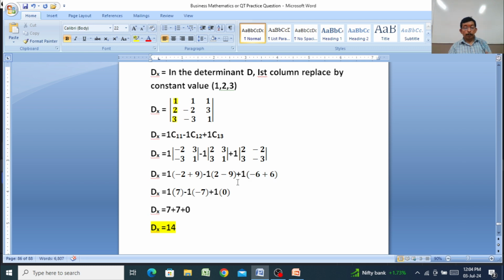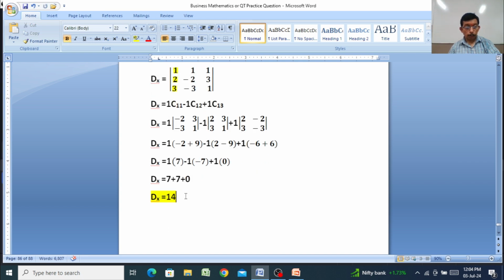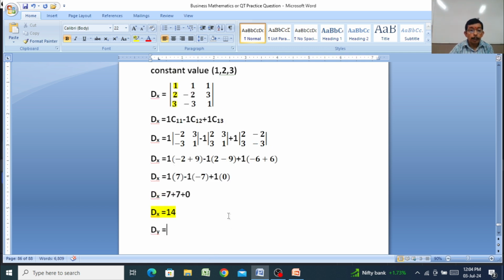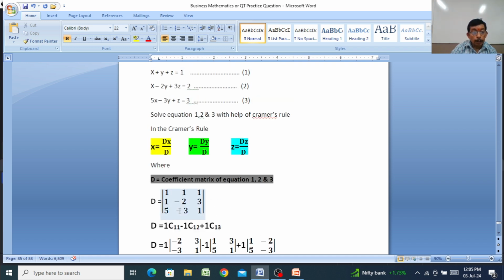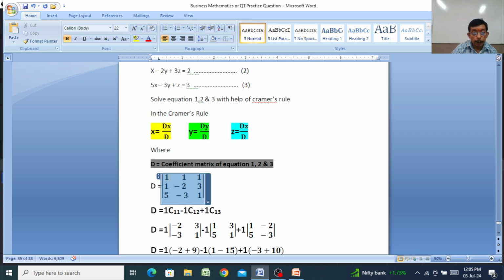Now we find the value of Dy. Dy is the determinant D in which the second column is replaced by the constant value. The constant value is 1, 2, 3. This is known as determinant Dy. First we note down the determinant D.